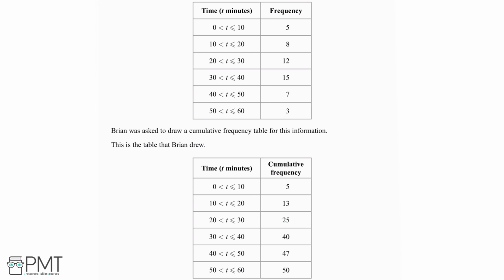And then 25, so we've got the 13 from the 5 and the 8, plus the 12, giving us 25, and so on and so on. So you can check all those and see that Brian's got the cumulative frequency correct. However, what he's got wrong is this column here.